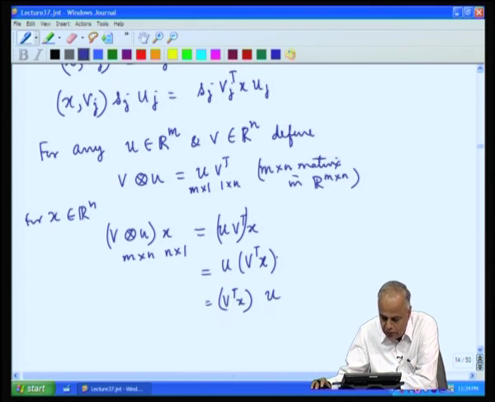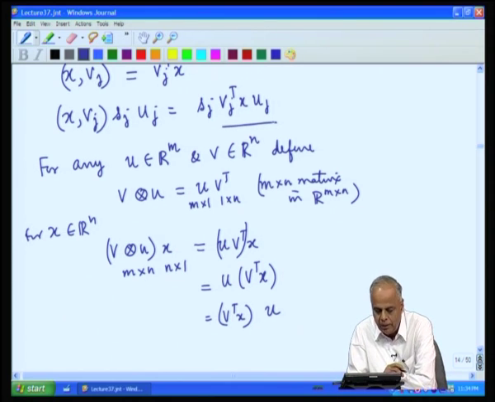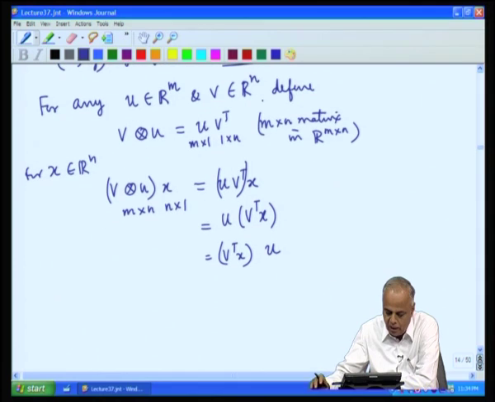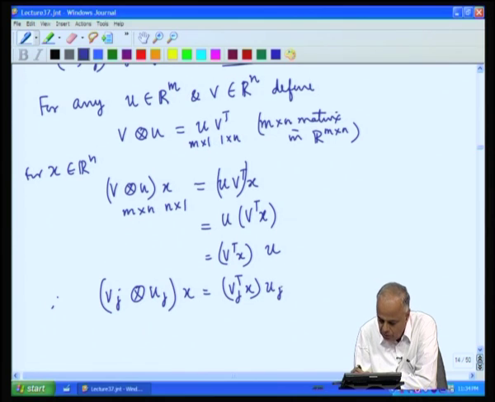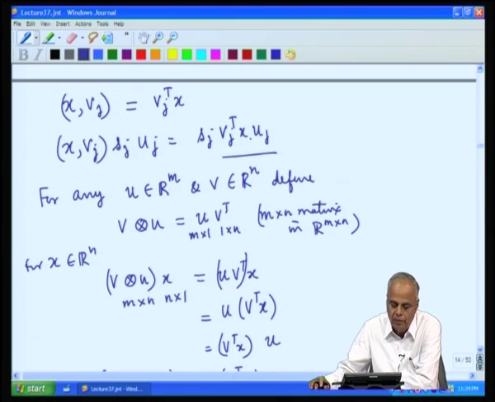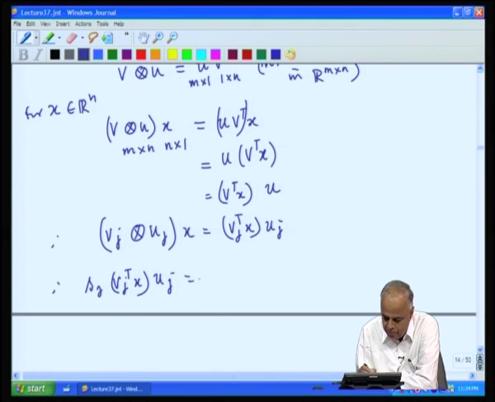If we use that notation, we will see that v_j transpose x times u_j can be written as v_j tensor u_j acting on x. Therefore, v_j tensor u_j acting on x is v_j transpose x times u_j. So, therefore, we can now write s_j times v_j transpose x times u_j as s_j times v_j tensor u_j acting on x.